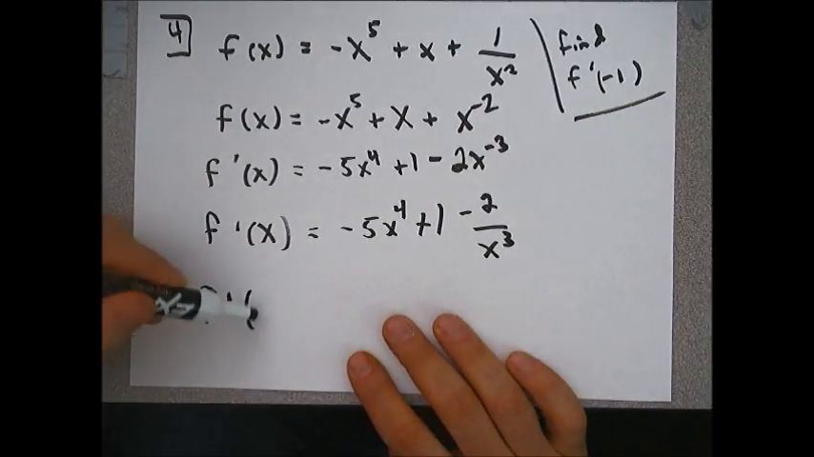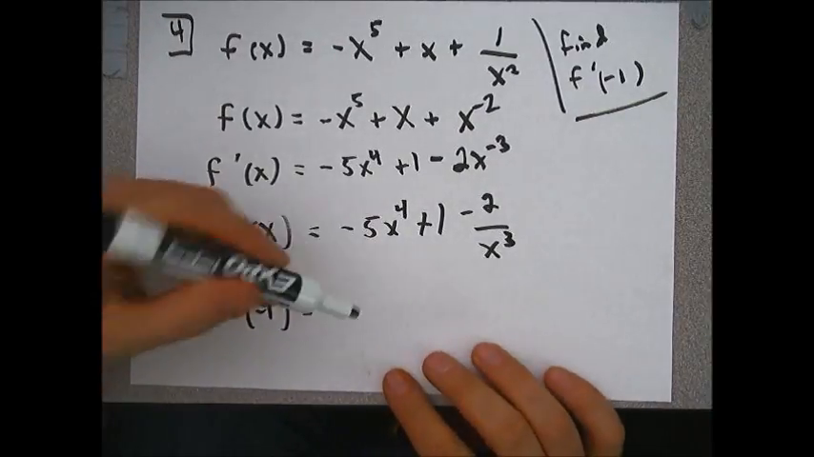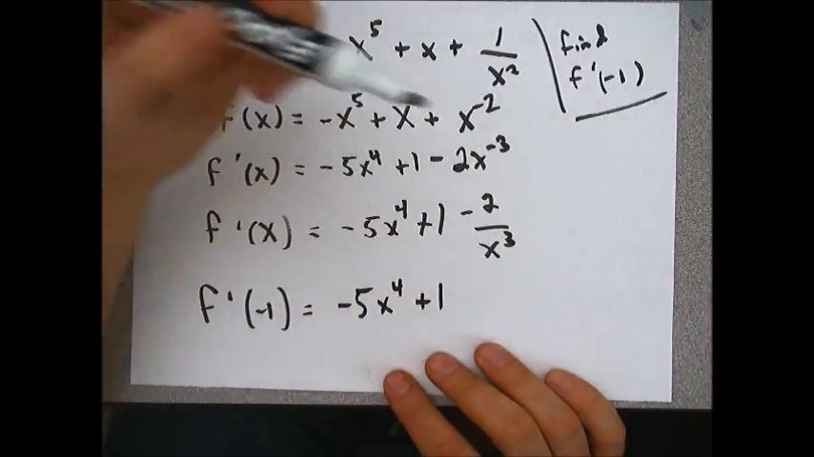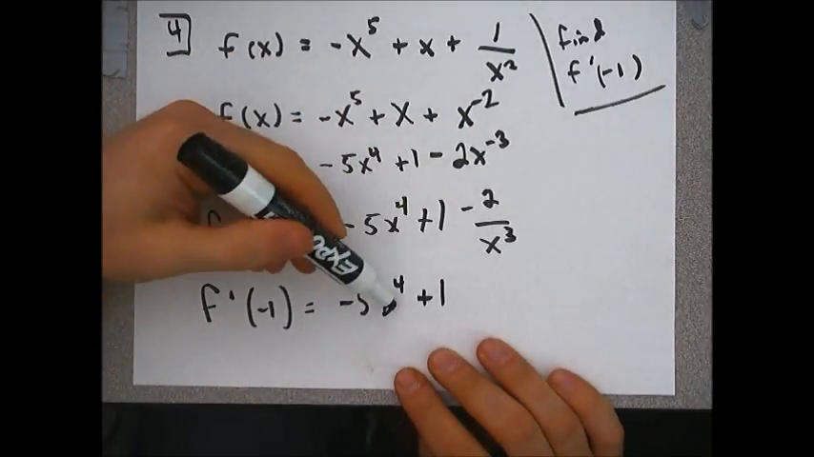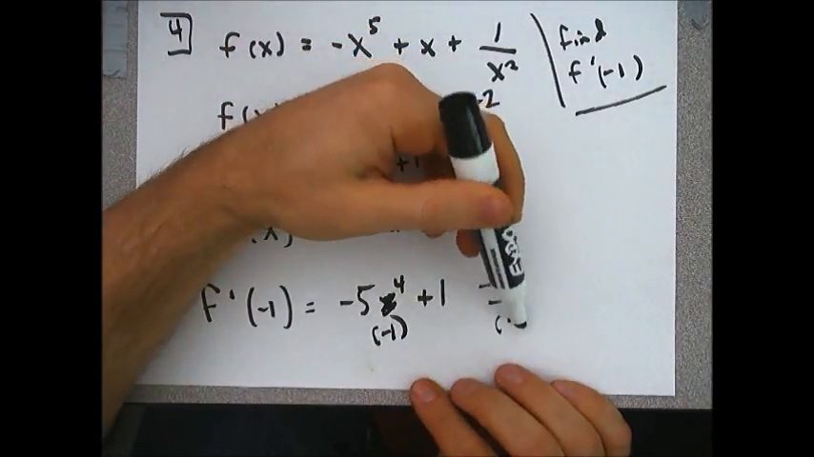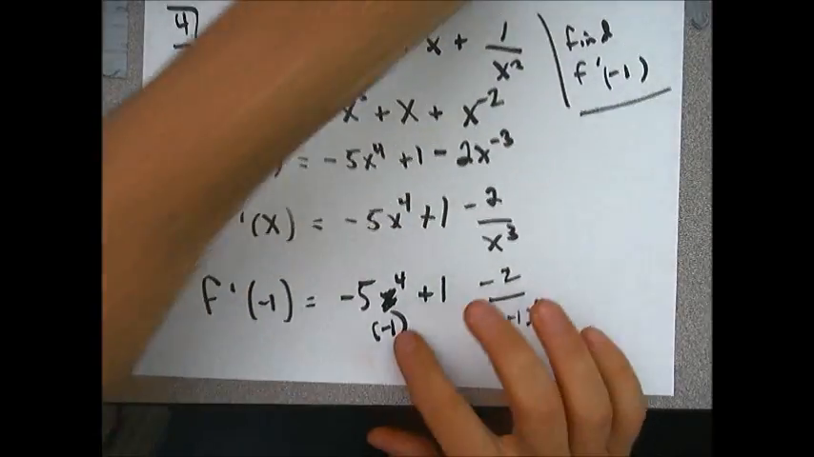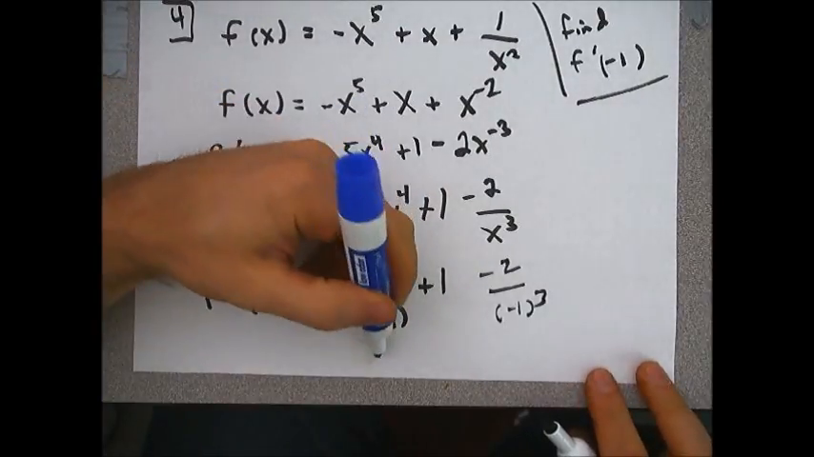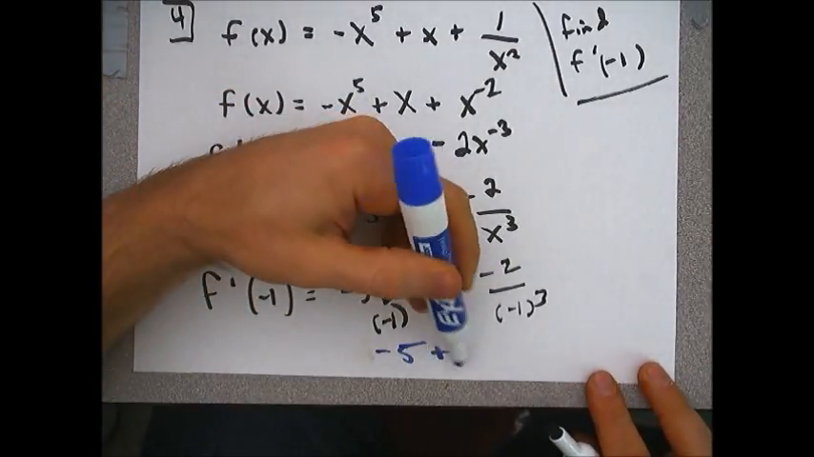F prime of -1 is equal to negative 5x to the 4th plus 1. I didn't plug in -1. Let's try that. -1 minus 2 over -1 to the 3rd. -1 to the 4th stays at 1. So -5 times 1 is -5 plus 1.